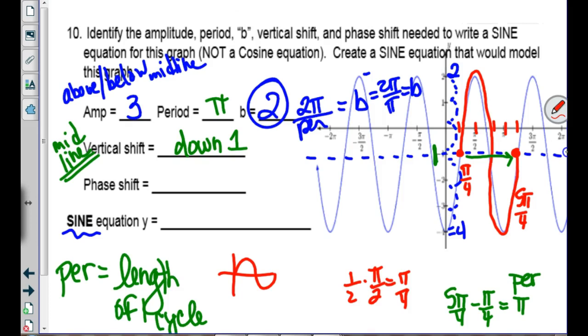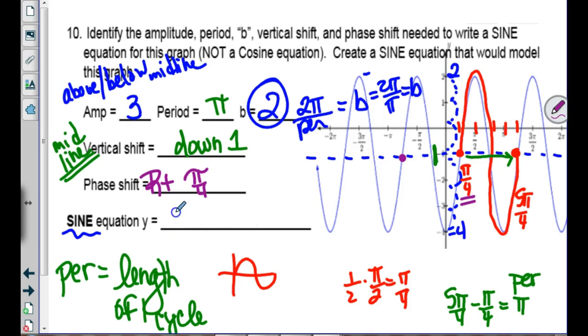And is there a phase shift? Yeah, we started here, so we said we're going to shift it to the right, pi over 4. We could have gone all the way over to the left over here. We could have gone to the left and done a negative sign. But if we start here, can anybody write the equation? Did we need a flip where we started?